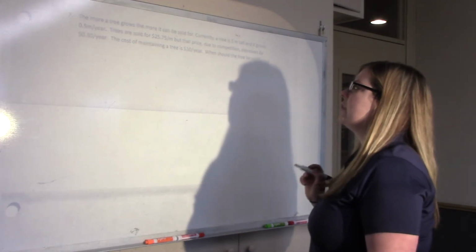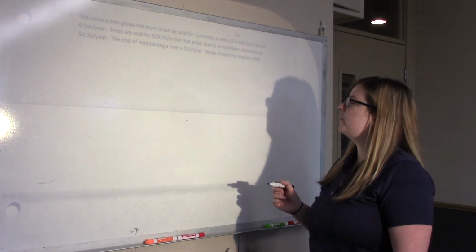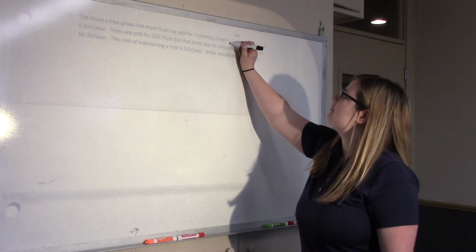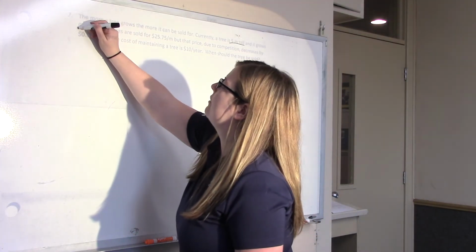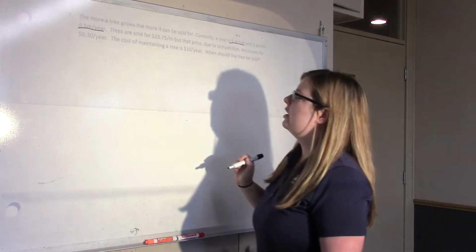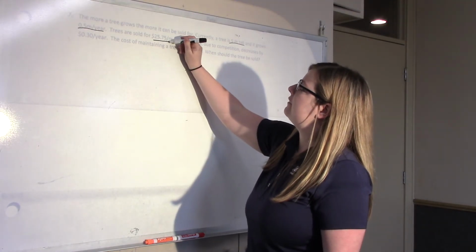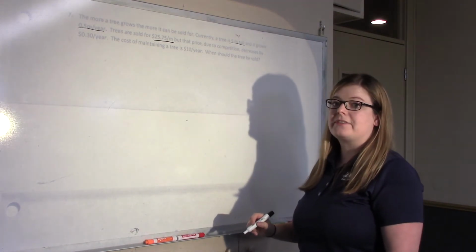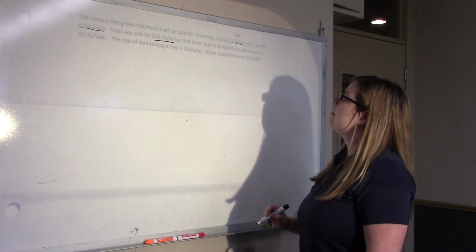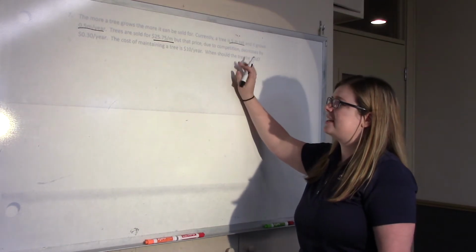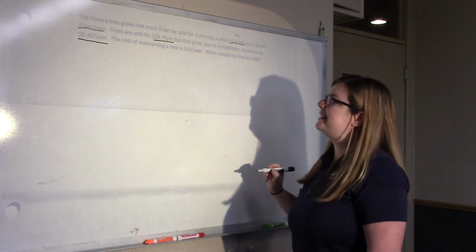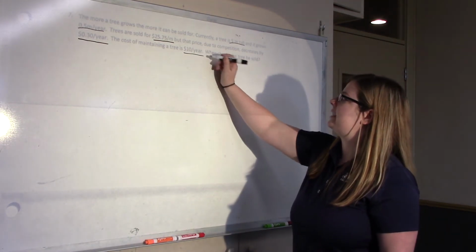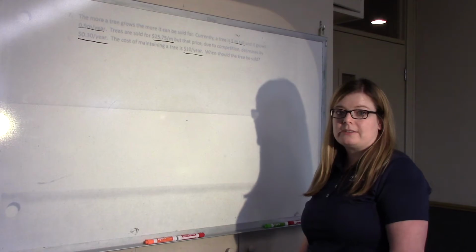So the more a tree grows, the more it can be sold for. Currently, a 5-meter tall tree is growing 0.5 meters per year. Trees are sold for $25.75 per meter, but that price, due to competition, is decreasing by 30 cents a year. The cost of maintaining a tree is $10 a year. When should the tree be sold?